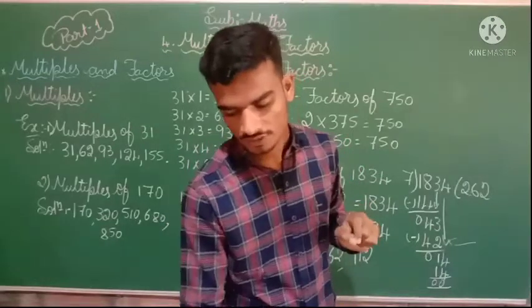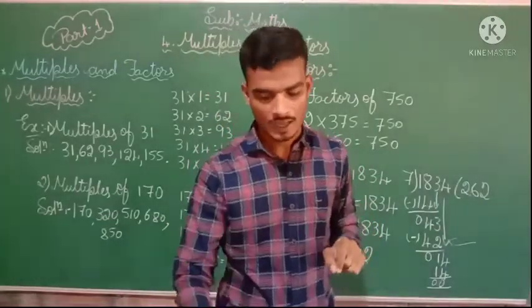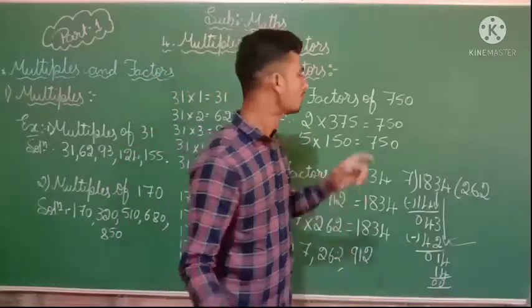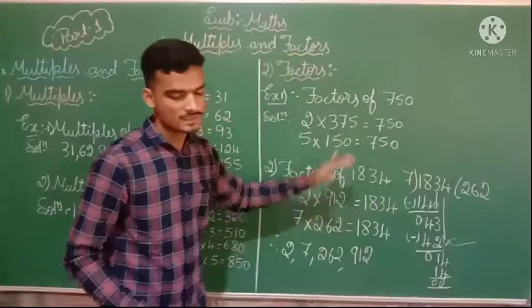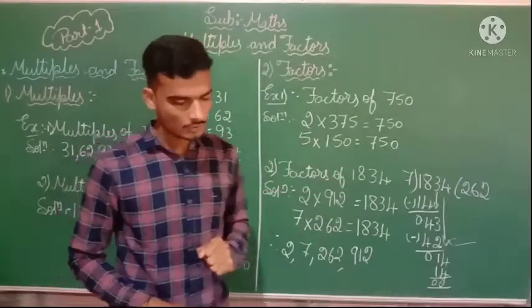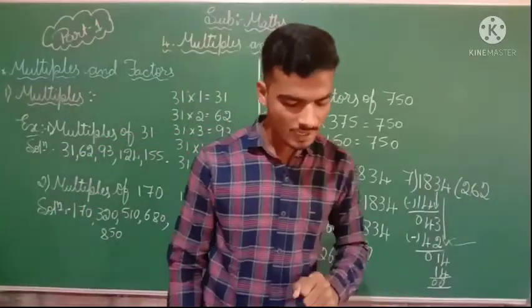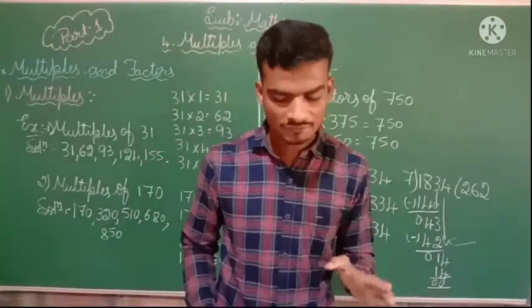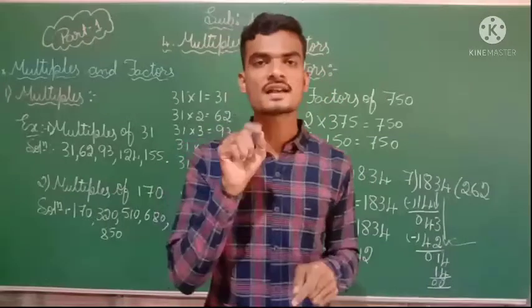Here they have given us 5 questions. I have solved 2 problems. The remaining 3 problems you want to solve on your own by following the same steps. Next, in C, they have given: the first number is a factor of the second number. They have given 7 and 91.